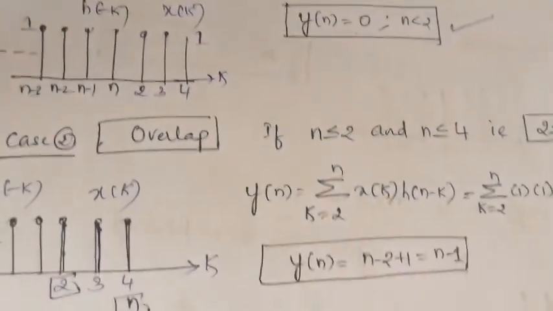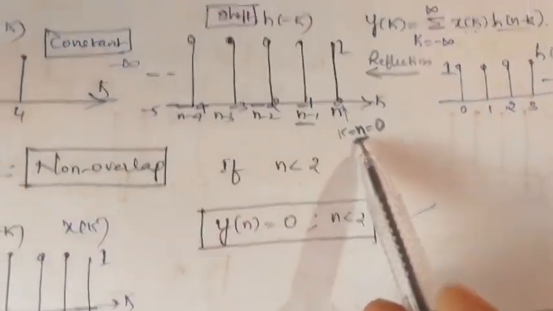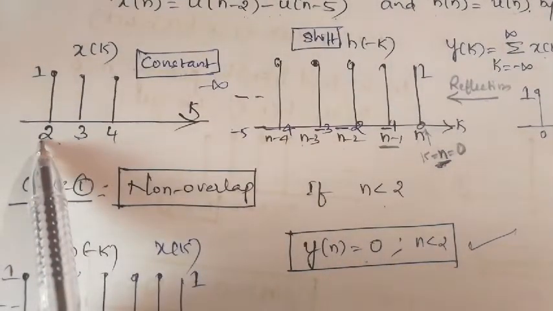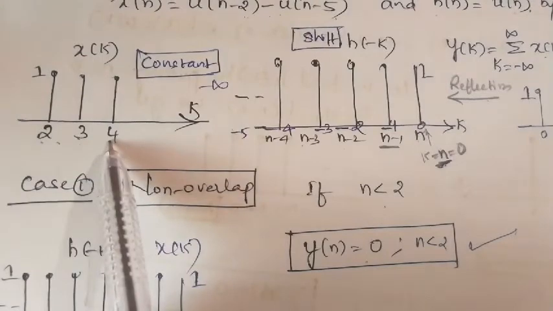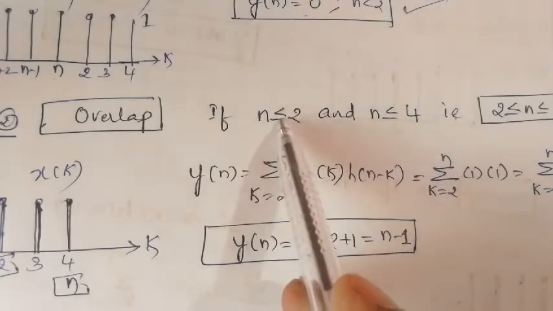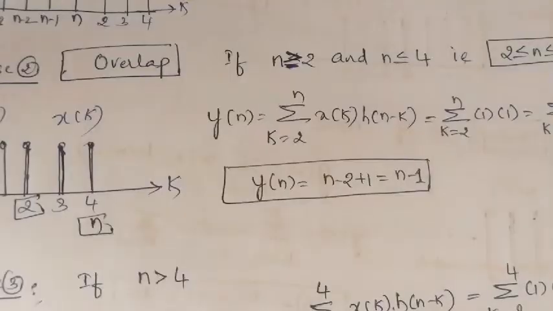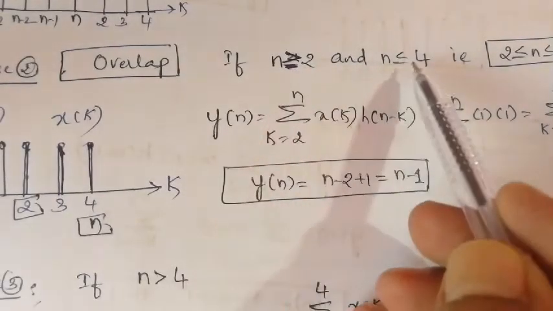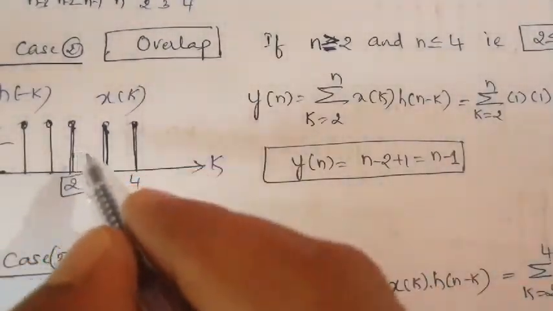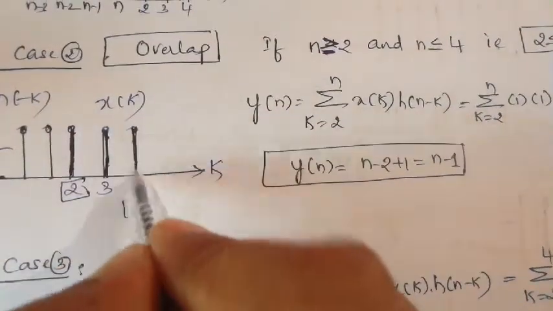Let us go for the overlap cases. When the reference point of the second signal is greater than or equal to 2 and less than or equal to 4, then only it overlaps. Let us see it graphically. First signal as it is, I am going to sketch. The first signal has only 3 samples, 2, 3 and 4. This is the first signal, constant.